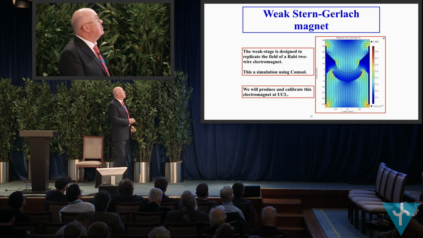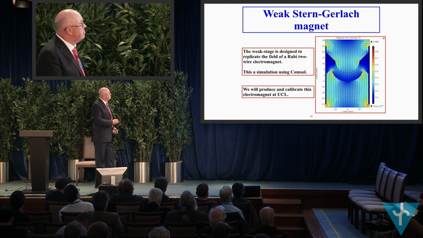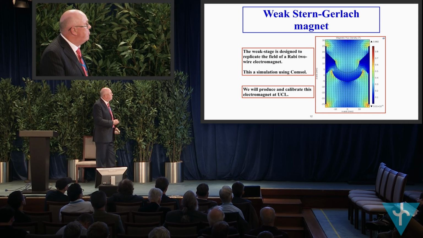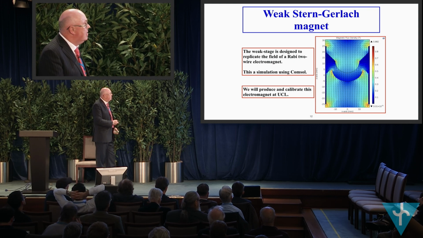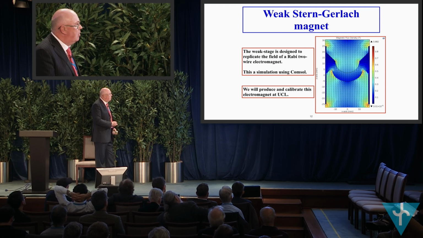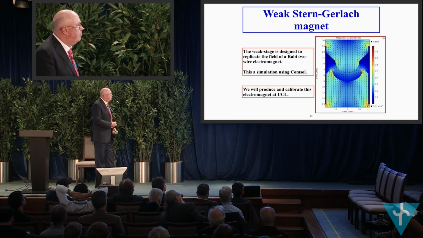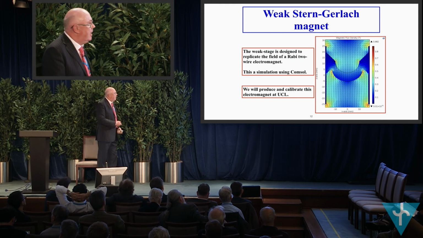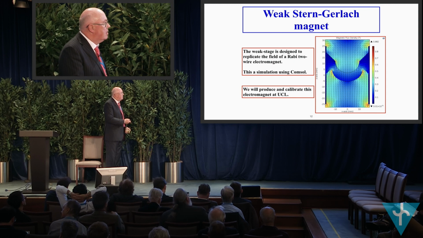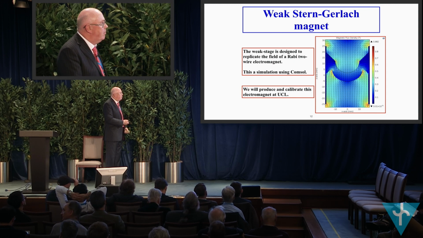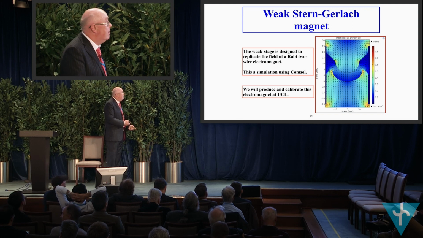So the weak stage will be designed to replicate a field of a Rabi-2 wire electromagnet. This is a simulation we've done on console. We're going to produce this locally at the moment. It's quite a simple device, and we're going to calibrate it in the college and install that. So we're underway with buying the bits and doing that.